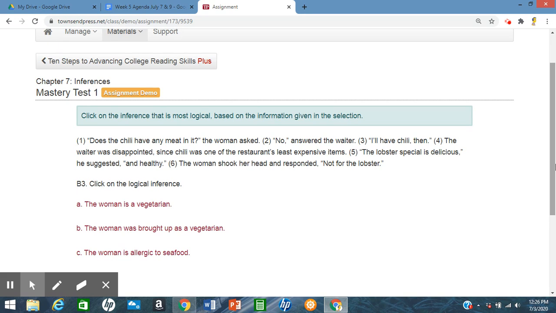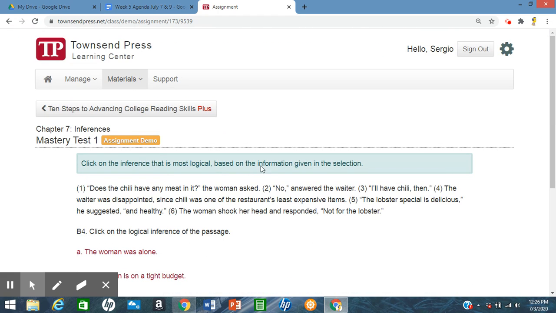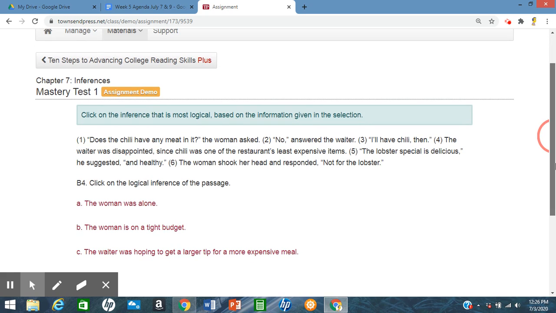So, is the woman a vegetarian, or was she brought up as a vegetarian? Well, nowhere does it indicate to us how she was raised. So we don't know, and again, we're just going off what we know at this exact moment. And so the most logical inference is going to be A, that the woman is vegetarian. That is why she did not want meat. Last one. And again, you're just using the clues that are given to come up with the logical inference. By process of elimination, if you eliminate one at least, then you can narrow it down to 2.